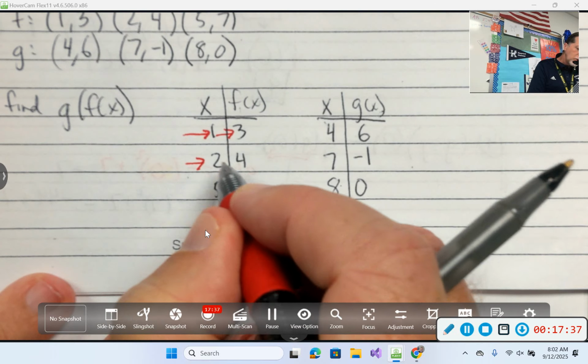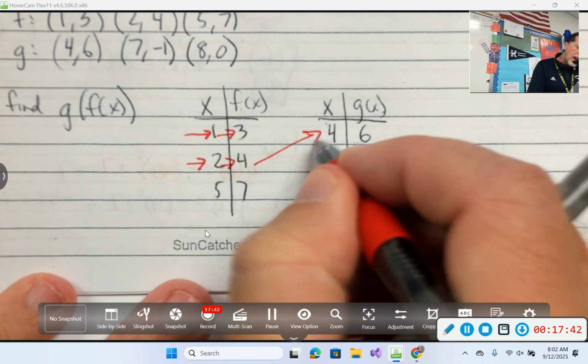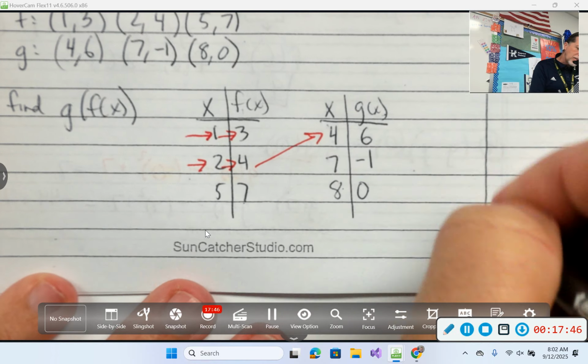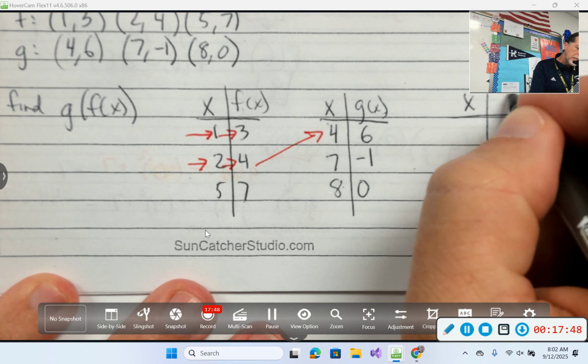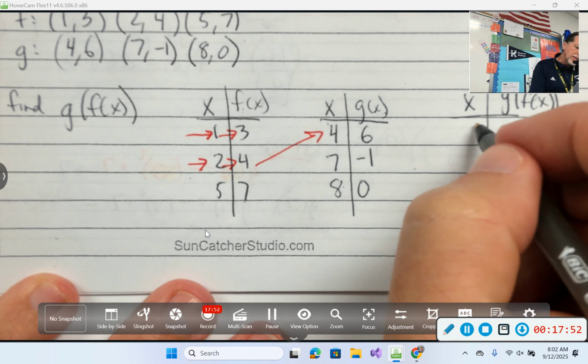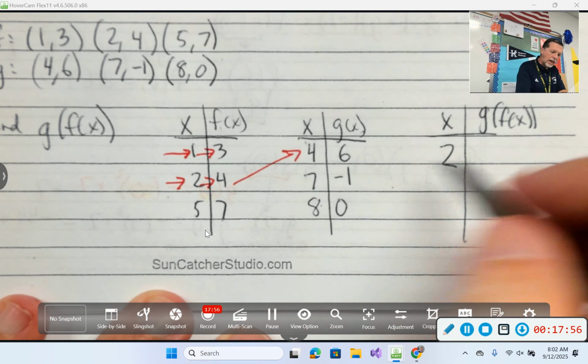If I plug in 2, F turns it into 4. And G turns that into 6. So that means I want to start making that third table. If I plugged in 2, I end up with 6.